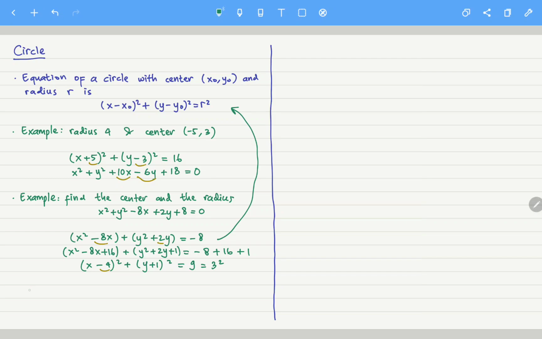So now we can obtain the center and the radius. So the center is 4 comma minus 1, and the radius is 3.